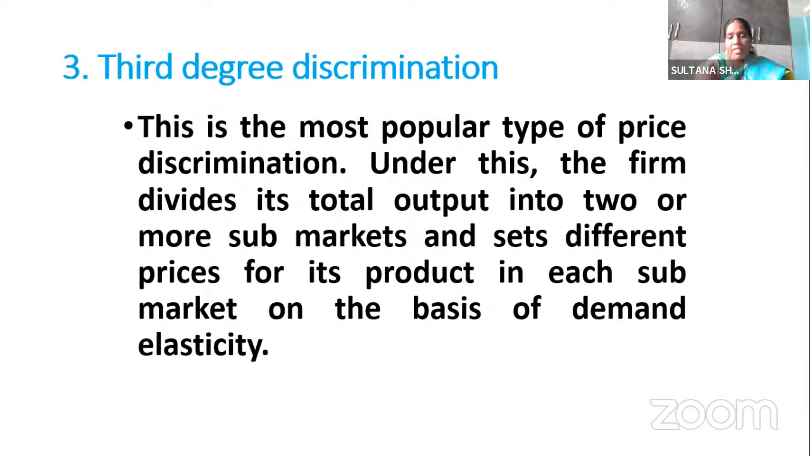In another place, if that product demand is less, what will he do? He will decrease the price and make the profits. Anyway, in both the markets, based on the demand elasticity, he will fix the quantity and he will fix the price also. Why? Because he's a price maker. So this is the third degree price discrimination, which is popular in this price discrimination concept.